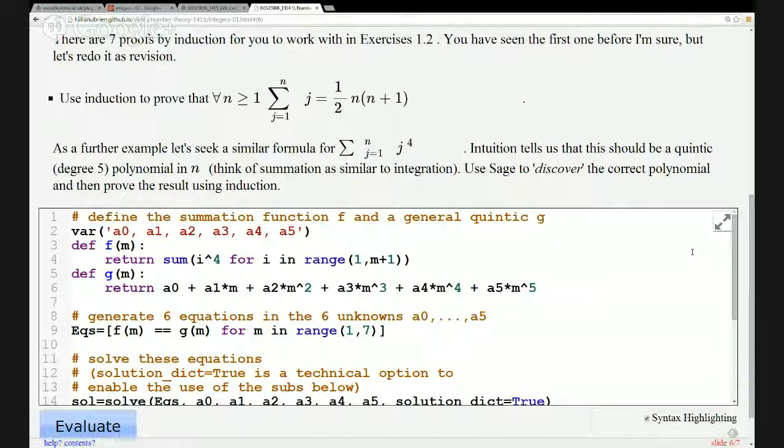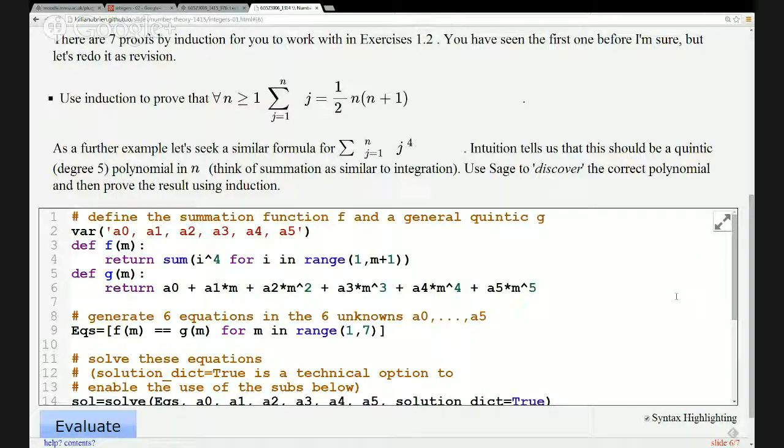The function g is the quintic polynomial. So g of m returns a constant plus a1 m, a2 m squared, all the way up to a5 m to the power 5. So f is the left-hand side of the summation. g, at the moment, is just a general quintic.